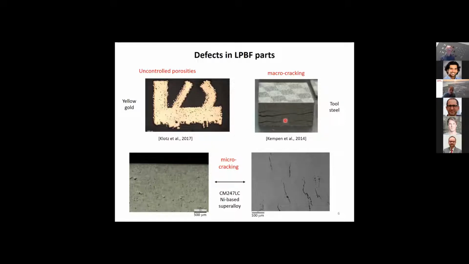You also have the possibility of having cracking. We have talked about it already. These cracks can be major cracks, like macro cracking. In this case here, it's a tool steel. But we can also have smaller scale cracks, like the ones we discussed on the nickel-based superalloy CM247LC. So those are widespread, and this makes this alloy very difficult to process by additive manufacturing at the moment.